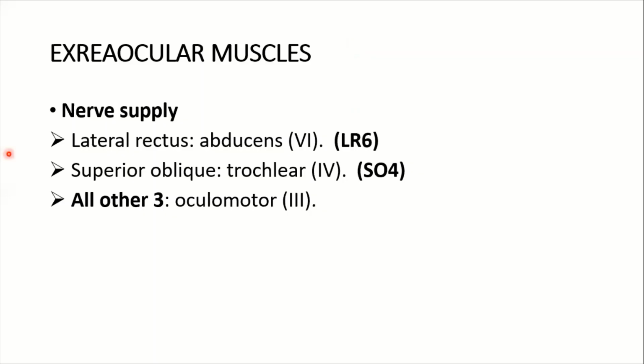So now I will talk to you about the extraocular muscles' nerve supply. That is a simple formula, a sort of universal formula: LR6, SO4, all others 3. So what is this? Lateral rectus is supplied by the 6th cranial nerve, which is the abducens. And SO4, what is this? Superior oblique is supplied by the 4th cranial nerve, which is the trochlear. And all others are supplied by the oculomotor, the 3rd cranial nerve, right? So this is a nerve supply formula, and I've already explained to you the nerve supply of the levator palpebrae superioris.